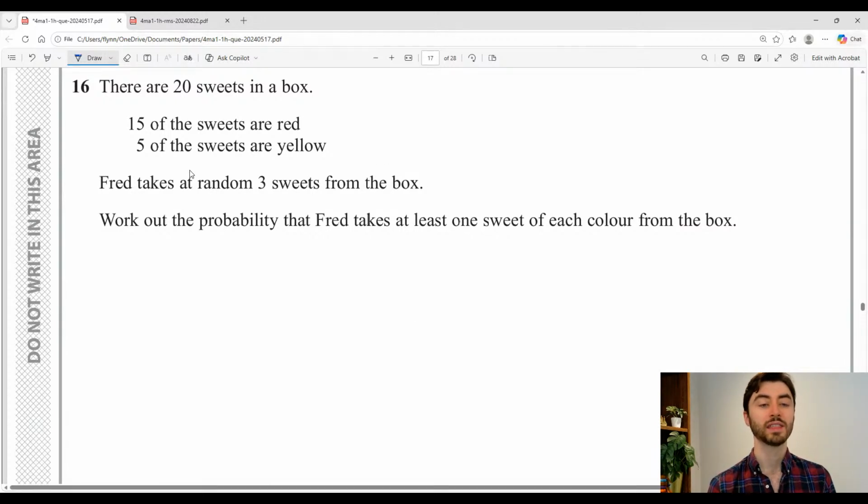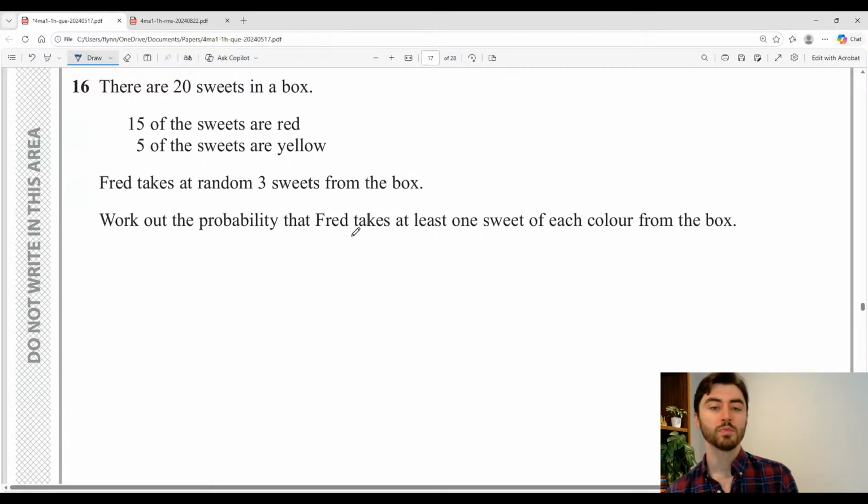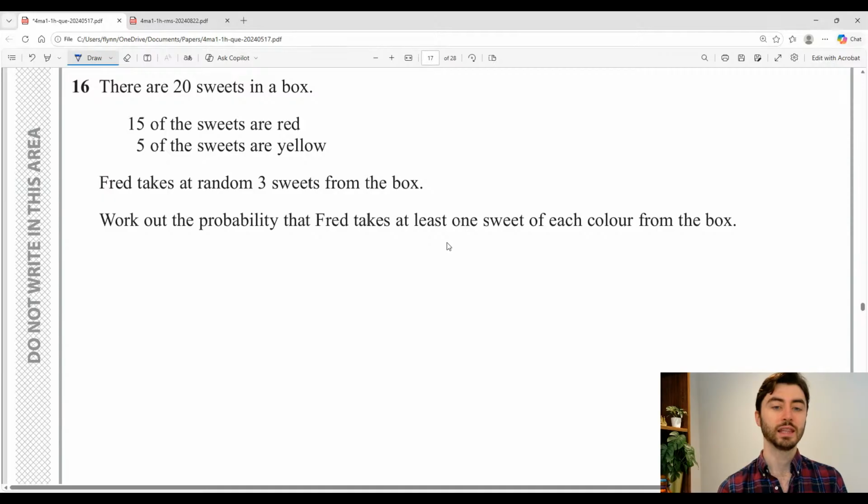Now here for question 16, we seem to have another probability question. 20 sweets in a box. I think this one will be without replacement. So 15 red, 5 yellow, takes at random 3 sweets. Find the probability that he takes at least one of each color.